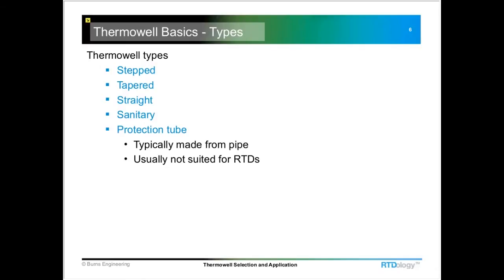A lot of the stuff right at the beginning I'm going to go through pretty quickly because it's not real involved here. But there are different types of Thermowell stems, which we've got the step tapered, straight sanitary, and then there are protection tubes, which I'm not going to talk about today because they're typically for thermocouples. Generally, they're just made from a chunk of Schedule 40 pipe or Schedule 80. And there's no good tight fit up between the temperature probe and the well.